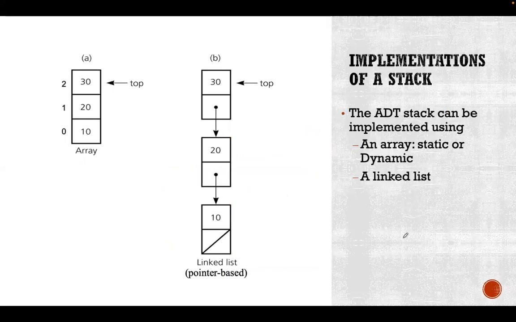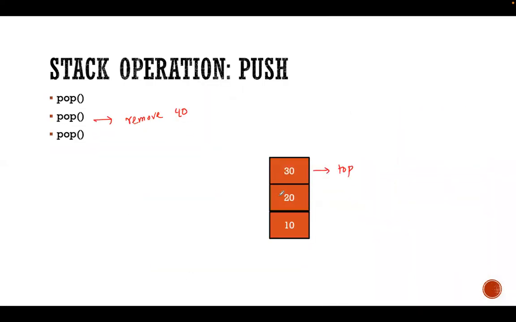Remember, when we implement each data structure, we implement it as an abstract data type, meaning we define a class. Now stack is a list, but it has a special feature. So that's why we already listed the operations we are going to implement in the stack.